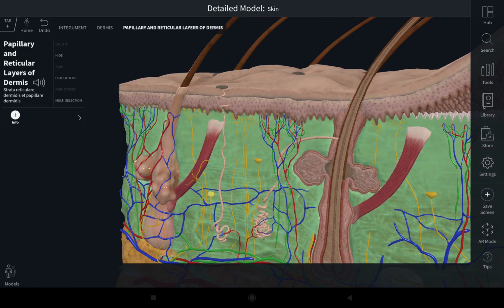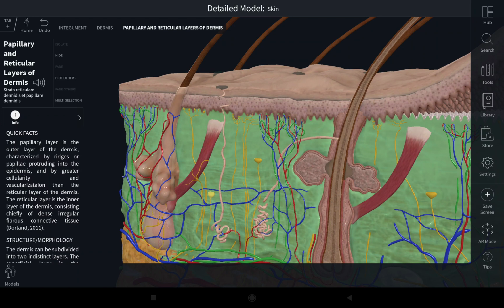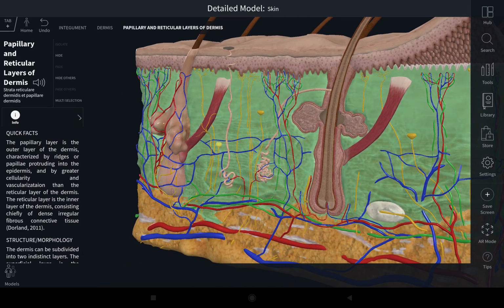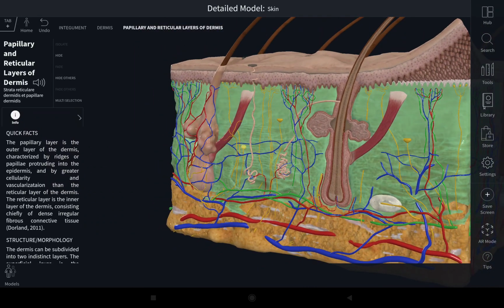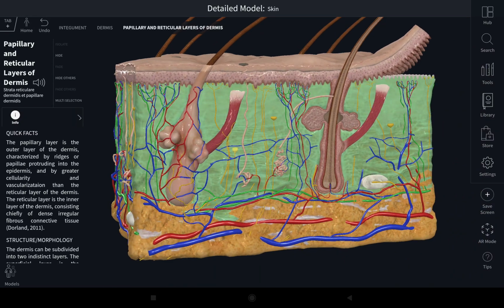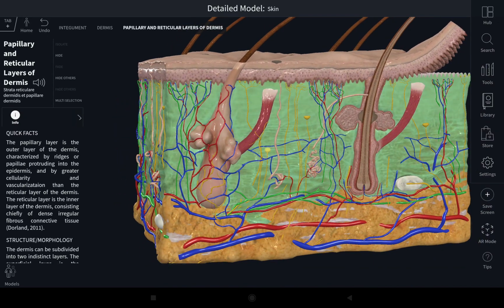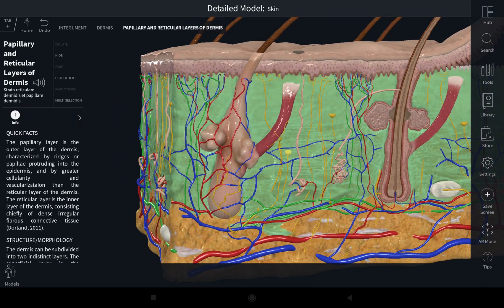This is the papillary and reticular layers of dermis. This is the upper portion, the papillary layer of dermis, and below this is the reticular layer of dermis. Beneath the reticular layer of dermis there is subcutaneous tissue. In the papillary and reticular layers of dermis there are several structures.